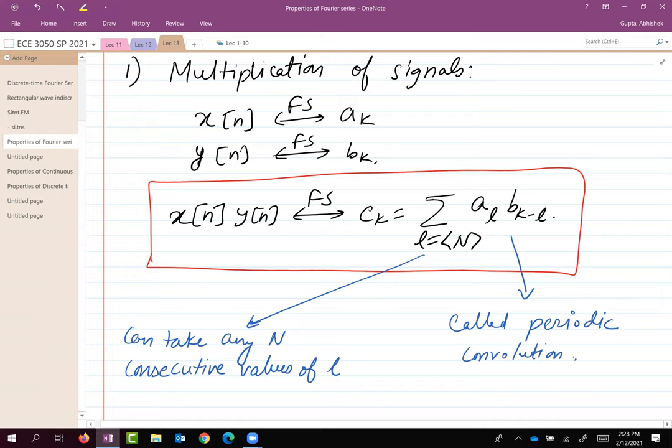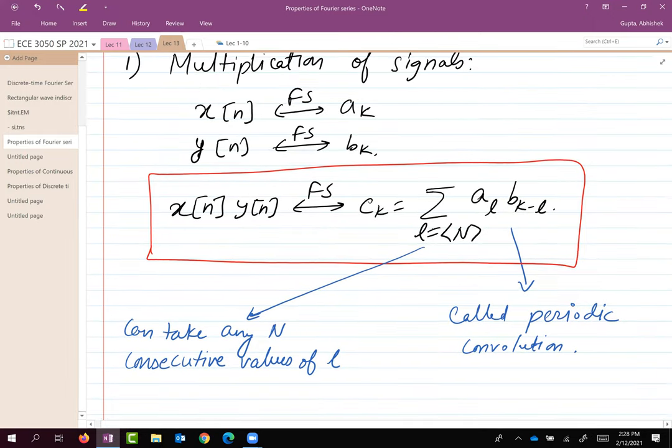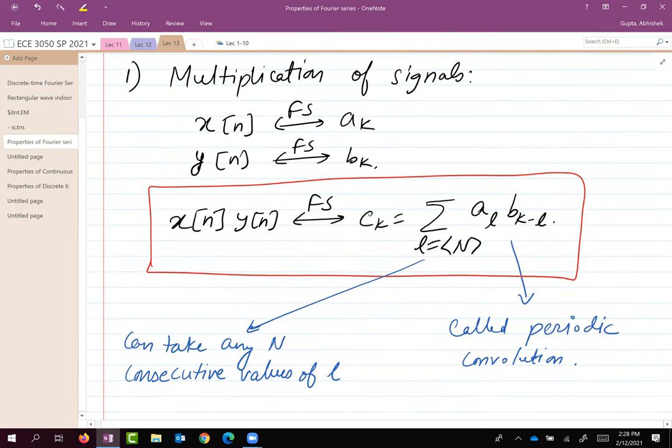Okay, so if you remember, in the case of continuous time signals, if you multiply the two signals, then the Fourier series coefficients is actually convolution of the two Fourier series coefficients. Okay, so let me write actually the continuous time case so I can make the connection. Well, let me wait for you to note it down, and then I'll write down the continuous time counterpart of this.